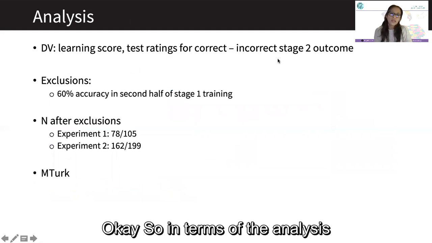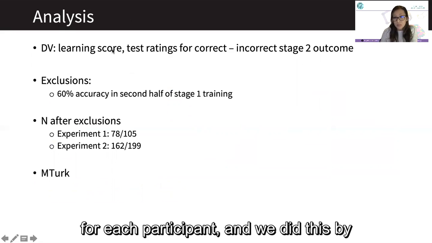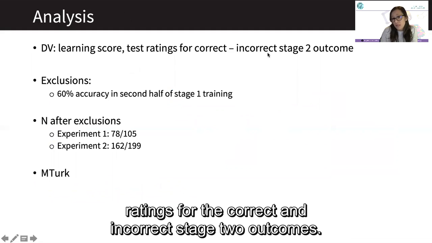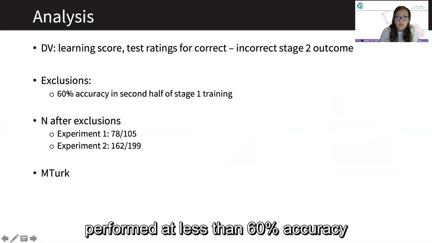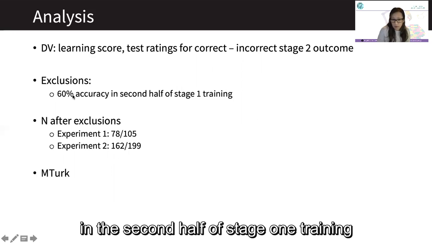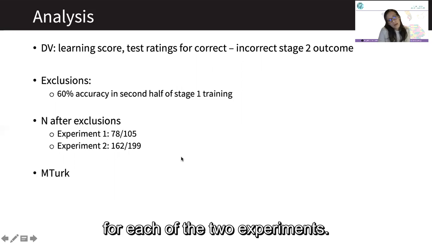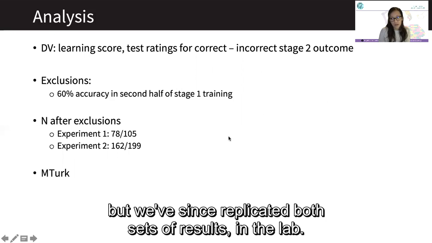In terms of the analysis, we calculated a learning score for each cue for each participant, and we did this by taking the difference between the ratings for the correct and incorrect stage 2 outcomes. We excluded participants who performed at less than 60% accuracy in the second half of stage 1 training. That left us with this sample size for each of the 2 experiments. These experiments were run on MTurk, but we've since replicated both sets of results in the lab.